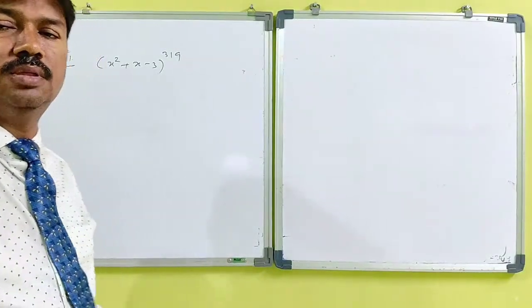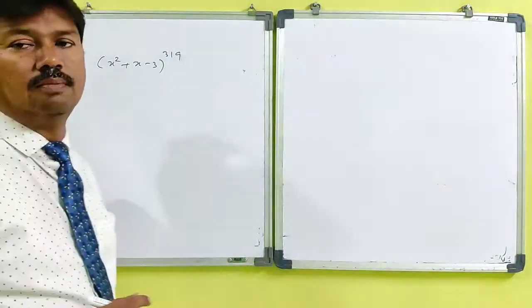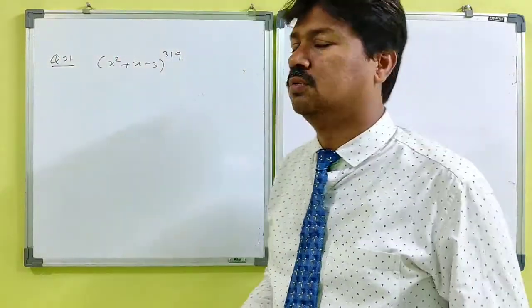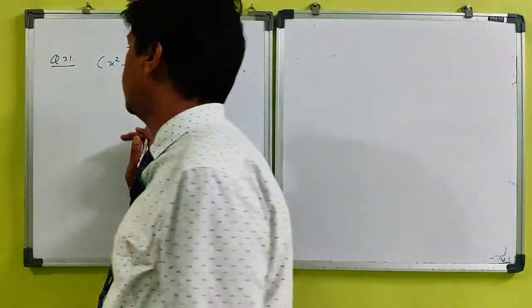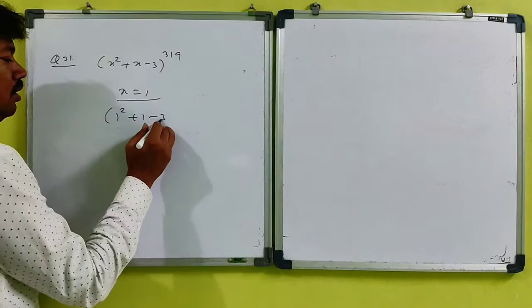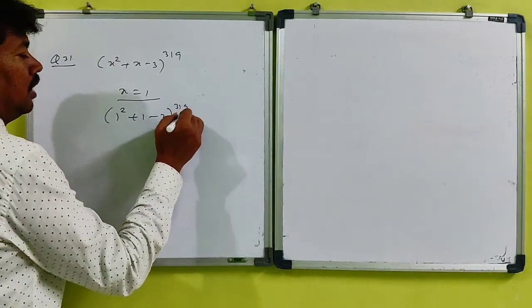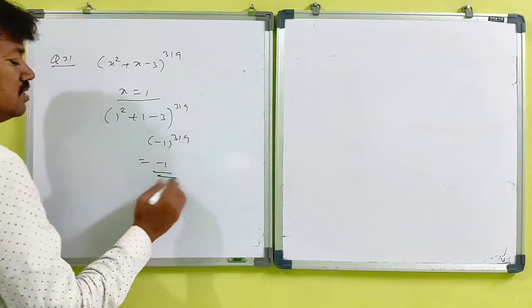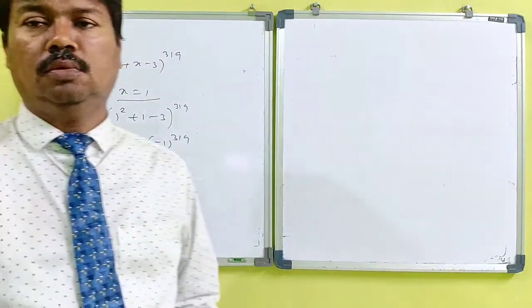Next question, question number 31. Find the sum of the coefficients. So what is the sum of the coefficients in this? It is very simple. Put x equals 1. That will give you 1 squared, 1, and 3 by 9, so again the same, it is an odd power. So the answer is minus 1.